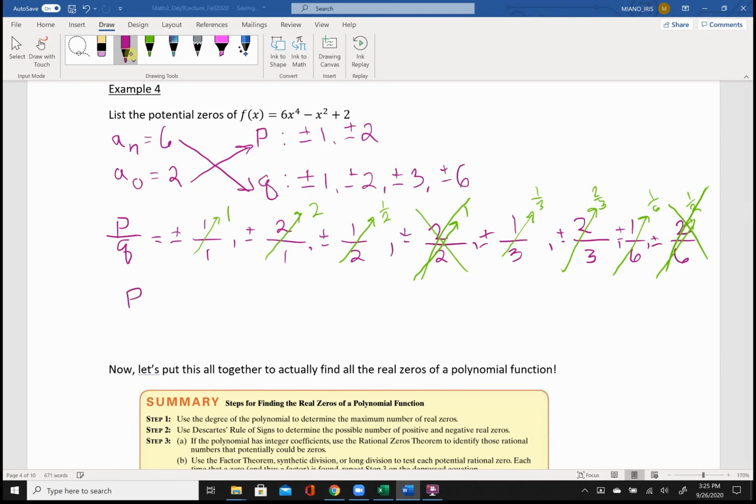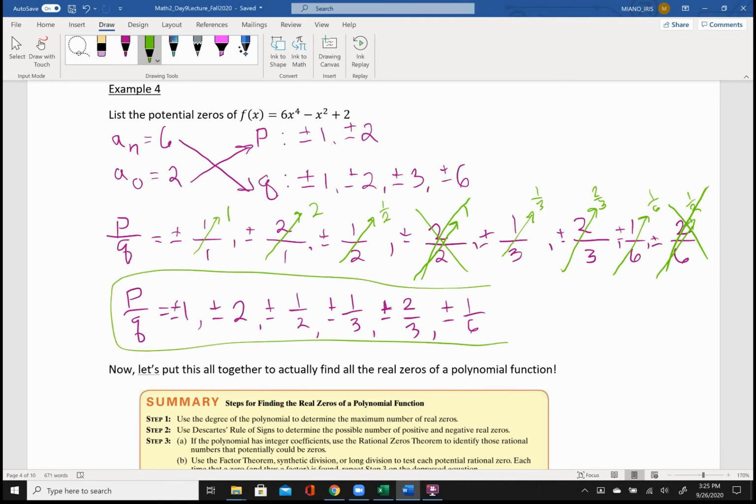So let me rewrite that here, cleaning house a little bit. P over Q, therefore, which is the list of potential zeros, is plus or minus 1, plus or minus 2, plus or minus 1/2, plus or minus 1/3, plus or minus 2/3, and plus or minus 1/6. Okay, and these are all supposed to be pluses and minuses. They got a little sloppy there, but I think they look okay to me. All right, and that is your exhaustive list.